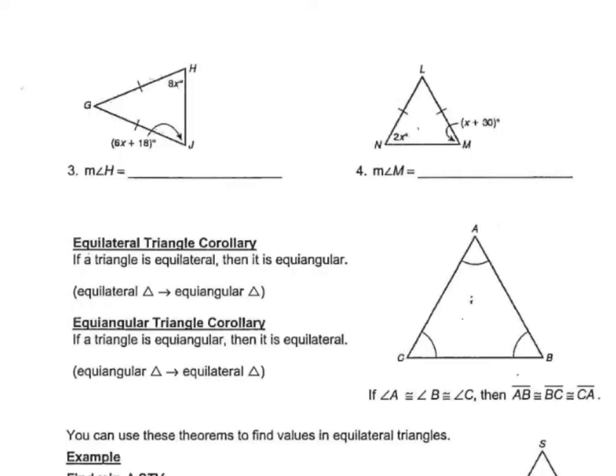So let's try another one. Once again, it's isosceles because I have two congruent sides. So looking at what are my base angles, going opposite my side, so I have angle J and angle H, and for this one they have given me both of those values so I can set them equal. 8x equals 6x plus 18, so minus the 6x, and divide by 2.